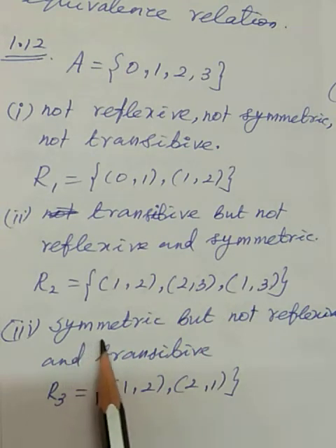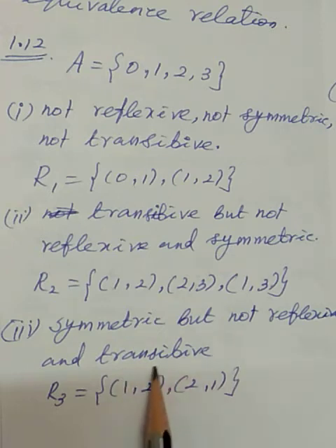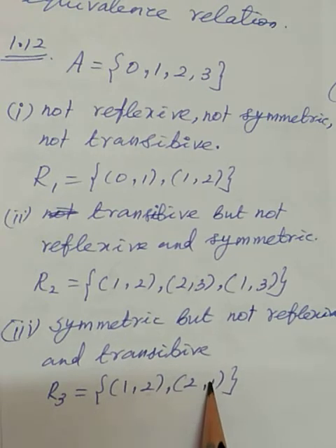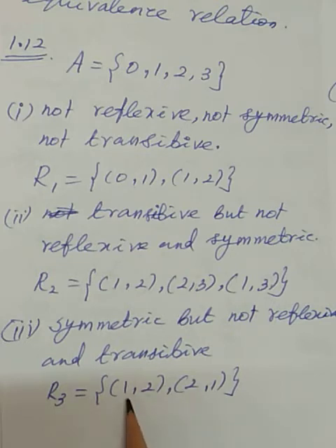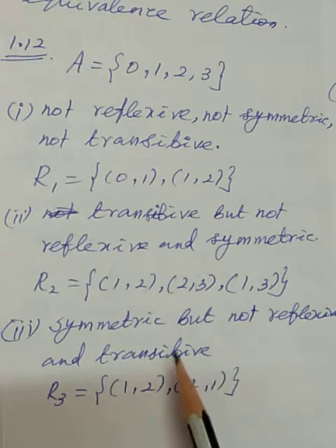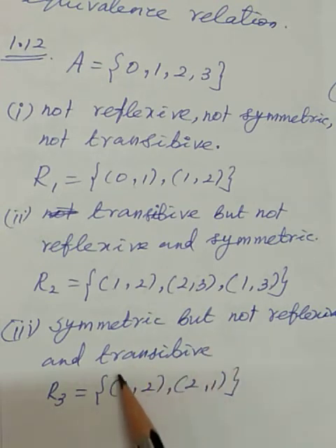So the next one, third one, symmetric but not reflexive and transitive. It must be symmetric. (1,2) belongs to R3, (2,1) belongs to R3. Therefore it is symmetric. But it is not transitive because (1,2) belongs to R3, (2,1) belongs to R3, but (1,1) doesn't belong to R3, so it is not transitive. It is not reflexive because (0,0) not there, (1,1) not there, (2,2) not there, (3,3) not there. So it is only symmetric.